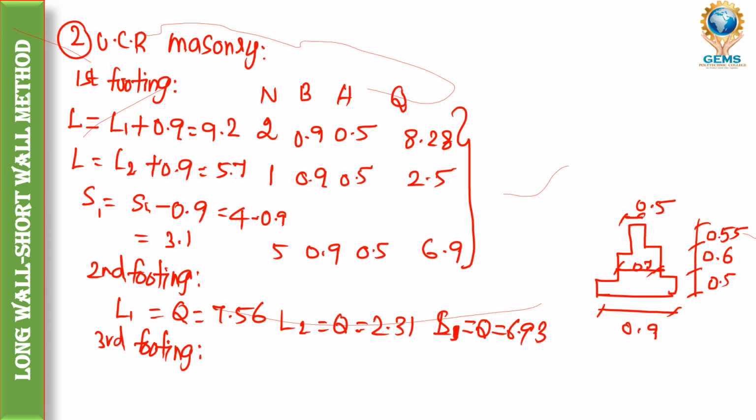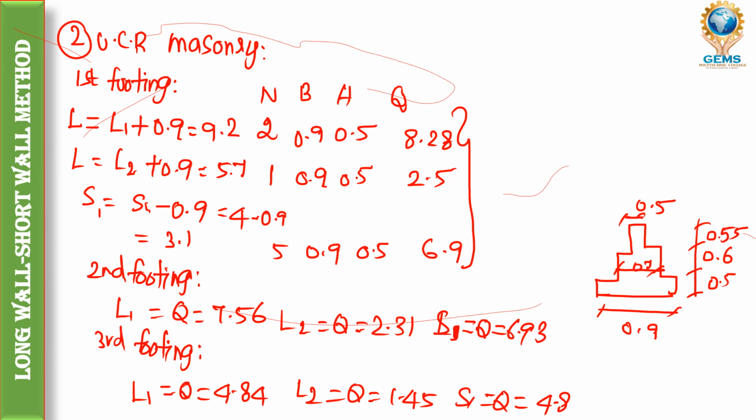So for third footing, the same thing. If we substitute L1, Q equal to 4. Then for L2, quantity equal to 1.45. Then for short wall, quantity equal to 4.8. So this is for second and third footing.